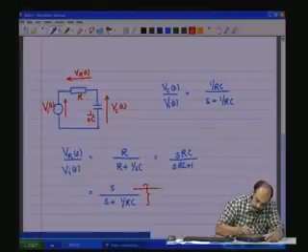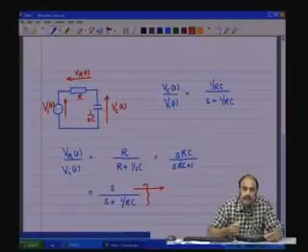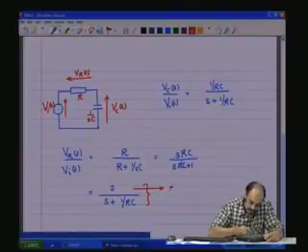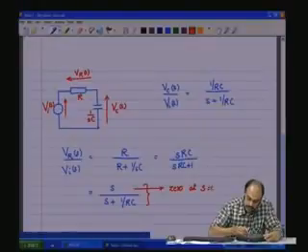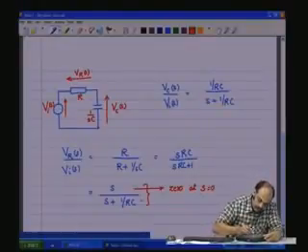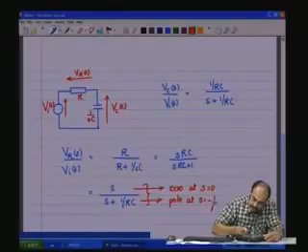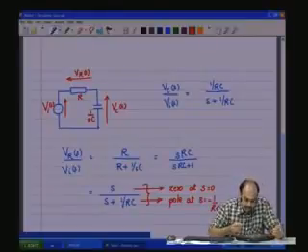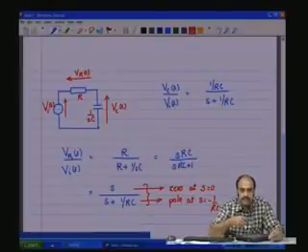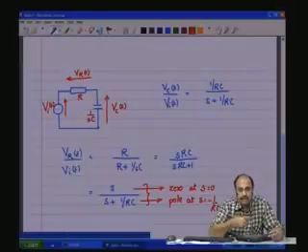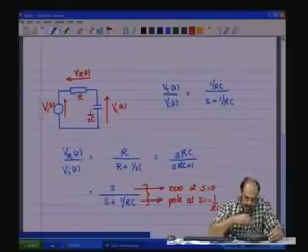Here you have a numerator polynomial S, which is of the order of 1, which means there is a 0 at S equals 0. There is of course a pole at S equals minus 1 by RC. So, you see, for the same circuit I can have different transfer functions depending upon what is the output variable that I want to choose and what is the input variable that I want to choose.